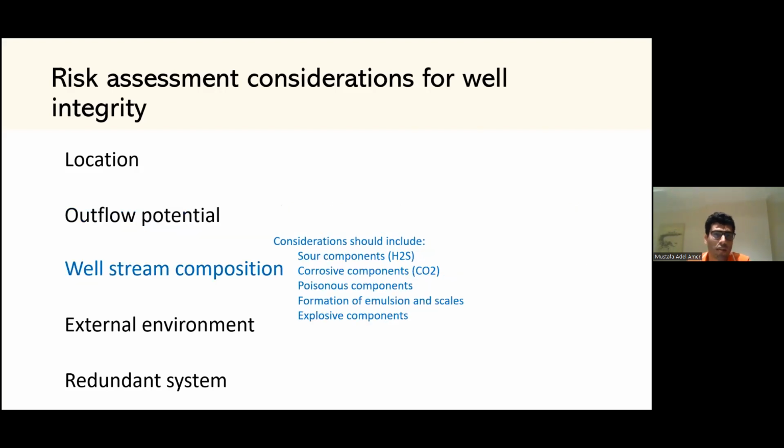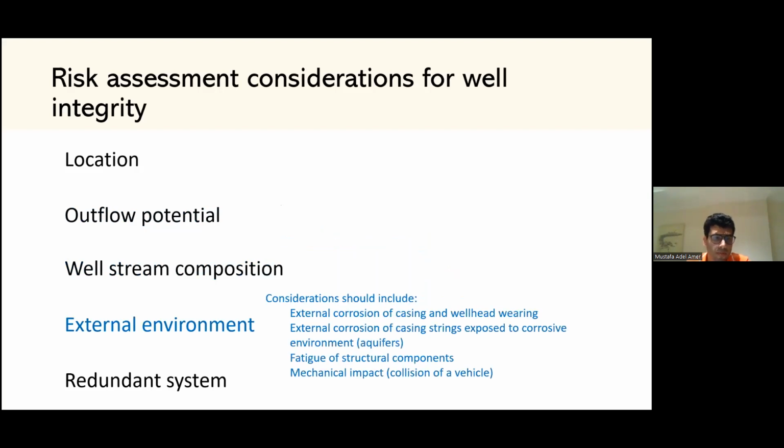Well stream composition. Do you have sour fluids? Do you have corrosive fluids? Do you have poisonous components? External environment, you need to take into account external corrosion from the environment. You have fatigue of the components, mechanical impact and possible collisions with vehicles. Like for example, in one of the fields in the Western Desert, one of the mitigation actions was to have a steel fence around the well to prevent cars from hitting the well at night.